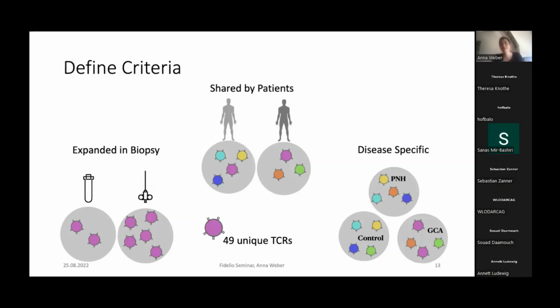And then thirdly, I think the suspicious receptors are those that are disease-specific, so that we don't find them in patients without the disease. And applying all these three criteria, I identified 49 unique T cell receptors that fulfill all three criteria out of the millions that I have in a sample in total, right? So it's a really small number.